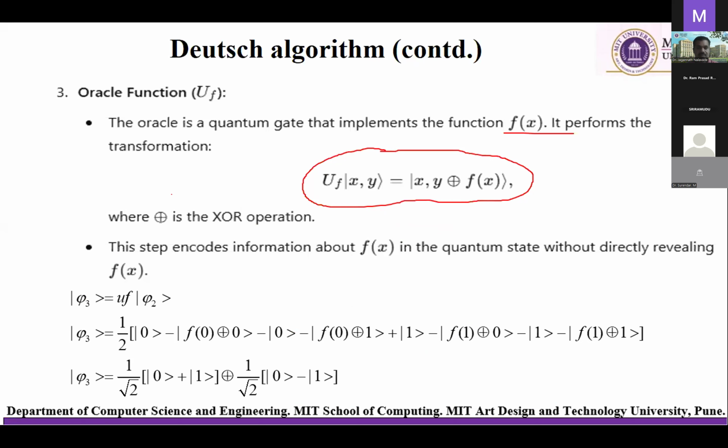Here this circled addition is always called the XOR operation. So this step encodes the information about f of x in the quantum state without directly revealing f of x. So ket psi 3 is equal to UF applied to ket psi 2.